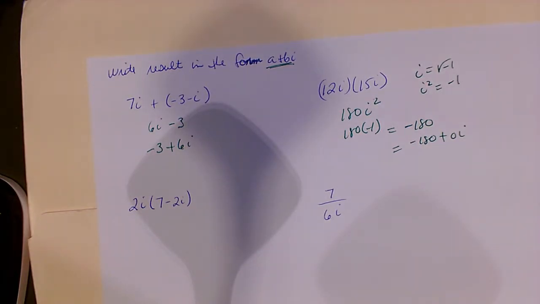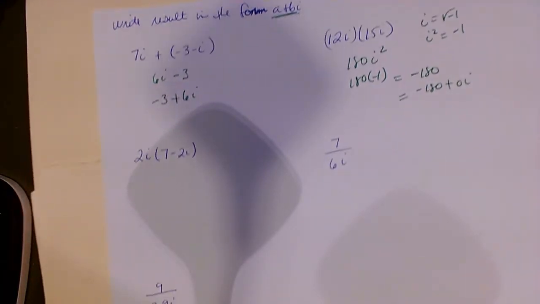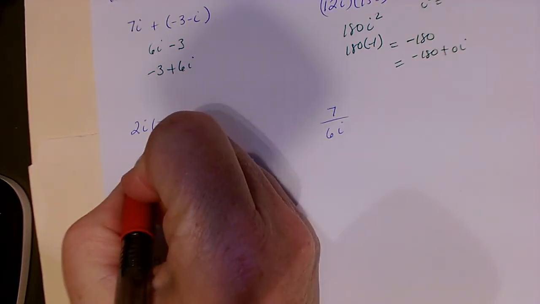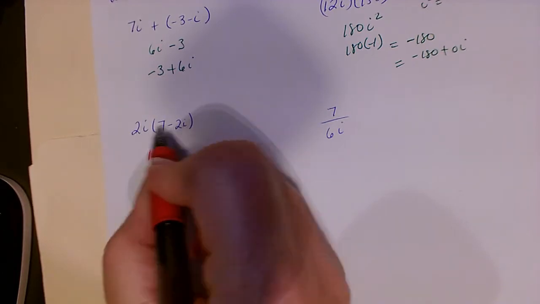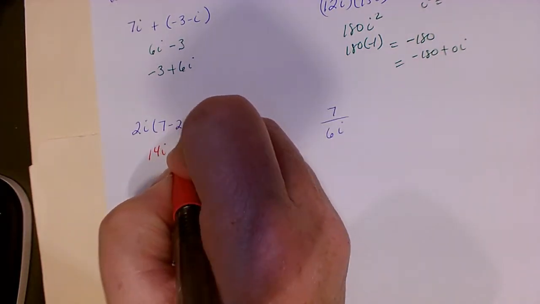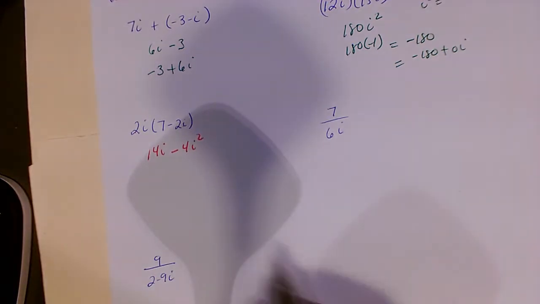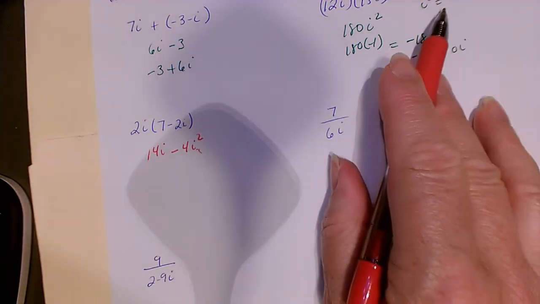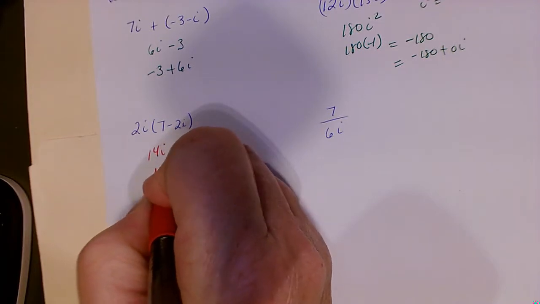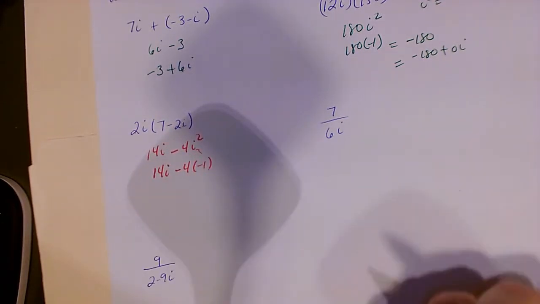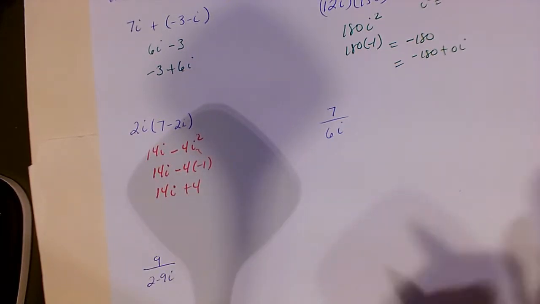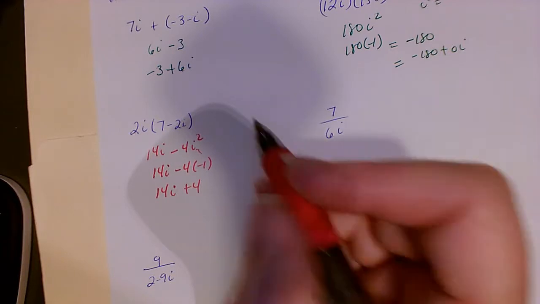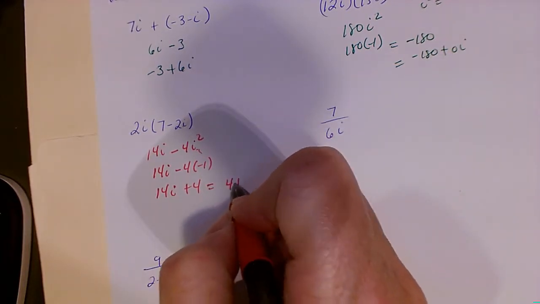On our next one, we have 2i times 7 minus 2i. So 2i times 7 is 14i. 2i times 2i, because we're just distributing, will get us negative 4i squared. Again, i squared is equal to negative 1. So we have 14i minus 4 times negative 1. So that'll get us 14i plus 4, but we need to write it in a plus bi format. So really, this will be 4 plus 14i.